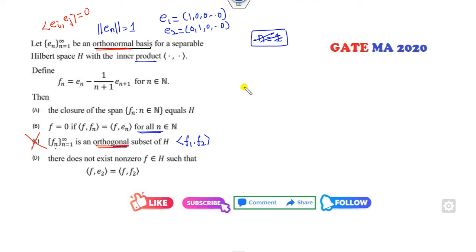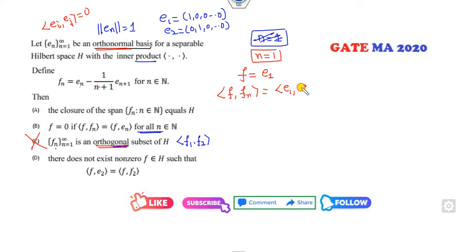F is 0 if now I can choose n is 1 firstly. And F can be any pair. So I can choose F as my E1. So what is the left hand side? It is ⟨F, Fn⟩, where F is my E1 and it's F1.